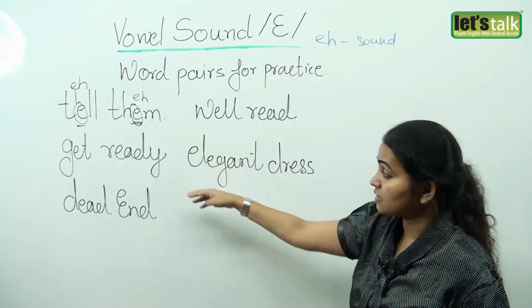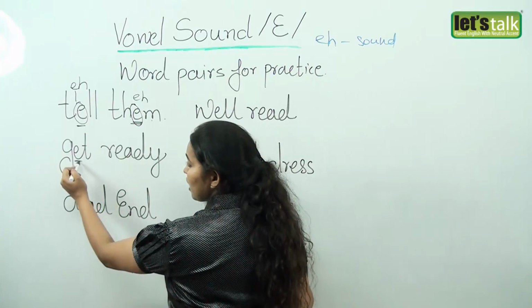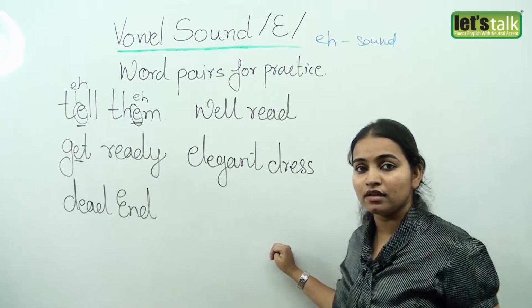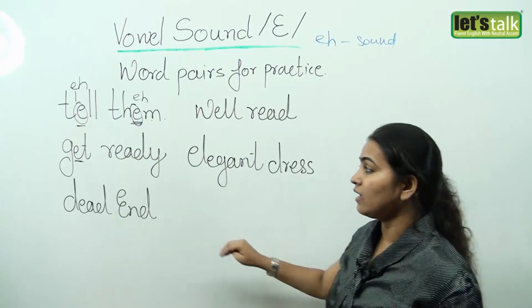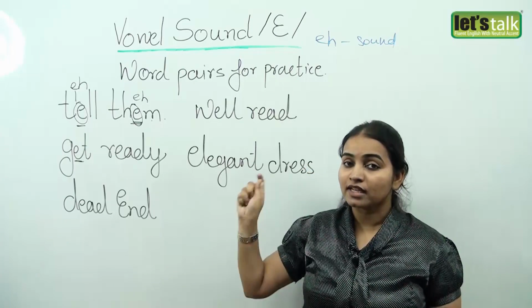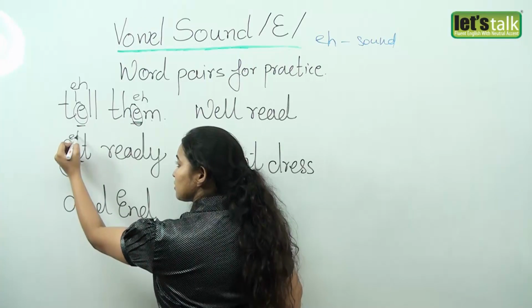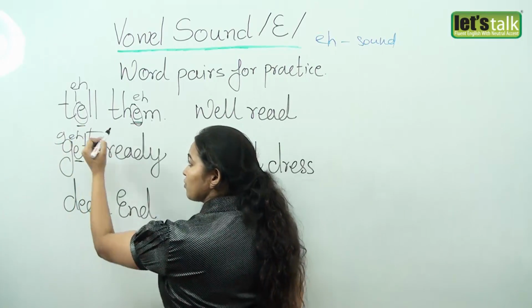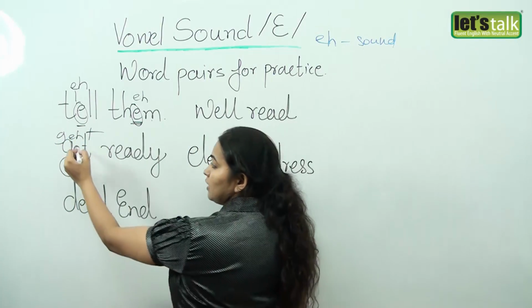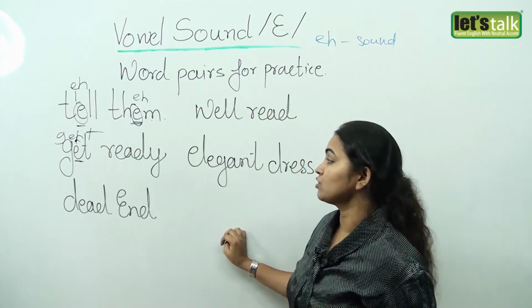Moving on to the next set of words, which is "get ready." So that's the g sound. It's not "gate ready" or "git ready," but it is "get ready." So the e gives me a clear, distinct eh sound. So it is "get ready." The e giving me the eh or the short e sound.